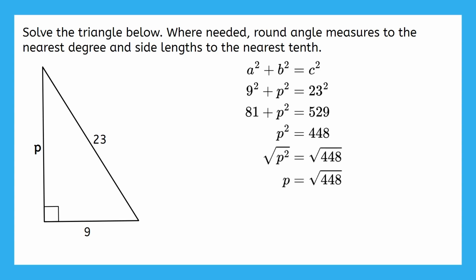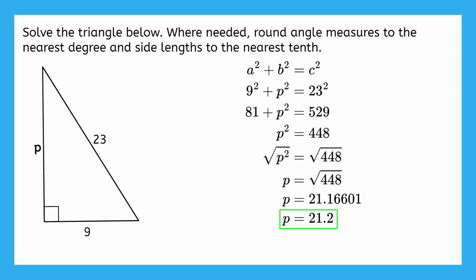I don't need to worry about simplifying my square root since I'm just going to give my answer as a decimal. I can just put the square root into my calculator to get the decimal approximation, and then round to the tenths place. So my final answer for P is 21.2.